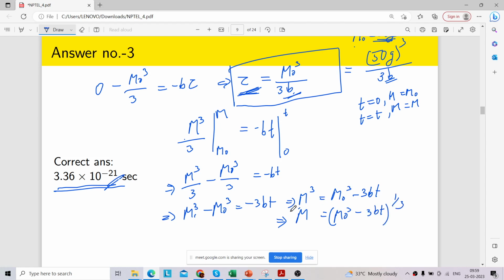So here we have the mass of a black hole at a given time t, where m0 is the initial mass of the black hole, and b is a constant which consists of all the fundamental constants. You can calculate it. And t is the given time. At a given time, what is the mass of the black hole? So with this formula you can calculate.